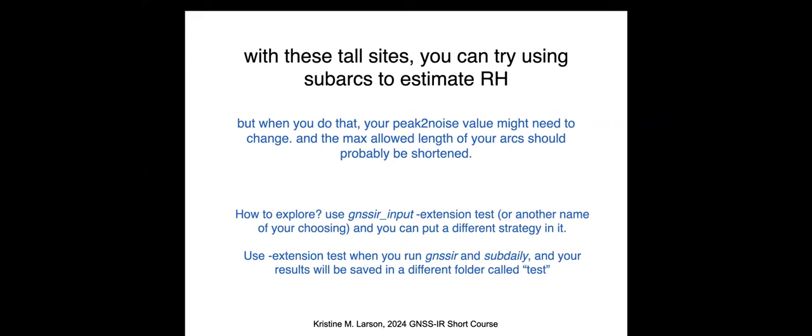Now, if you had a problem with long arcs, I just wanted to let you know that you can put in small arcs, you can use overlapping arcs, and you can use shorter length arcs. That can all be set in your JSON. And you can also do tests. You can make two different input analysis strategies and test them and compare them.